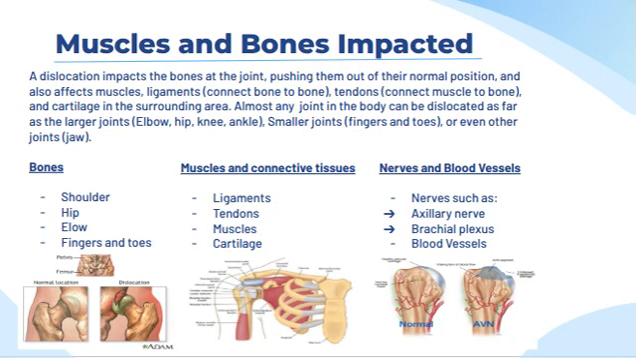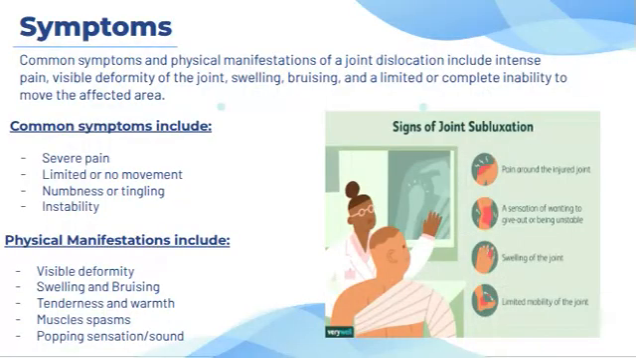And then the blood vessels. So the blood vessels near the joint can be stretched, compressed, or torn, which can affect blood flow to the area as well. And then down here is kind of like the graphs for each of them. And then moving on to symptoms.